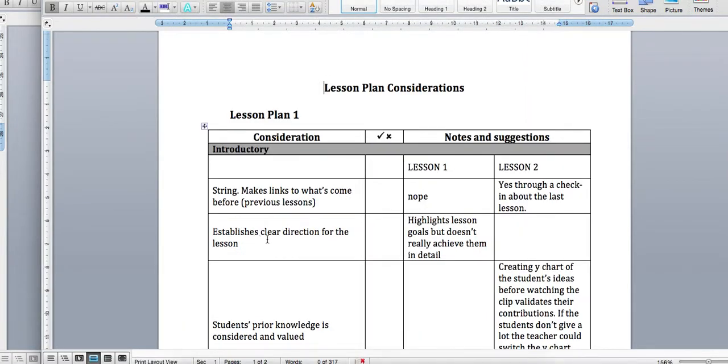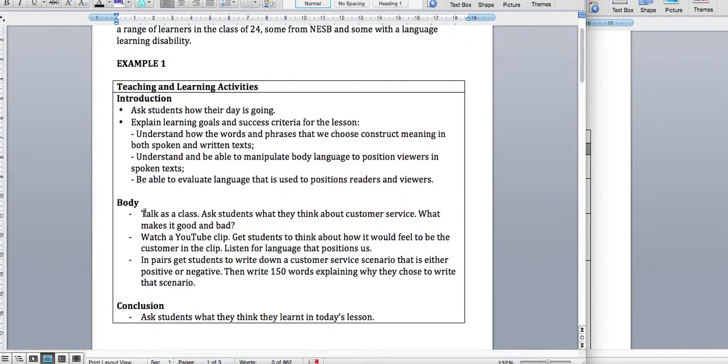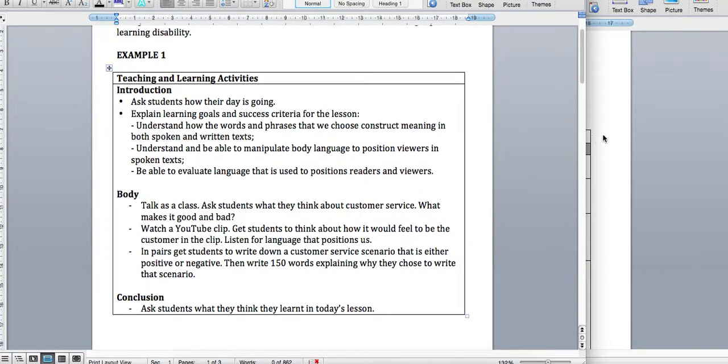Establishes clear direction for the lesson. Now this is interesting. Lesson 1, it highlights lesson goals but doesn't really achieve them in detail. I'm assuming that the student meant that within the body of the lesson there's not really opportunity to achieve those, or it's not described in detail exactly how those lesson goals will be achieved. So that's a fair point of critique.